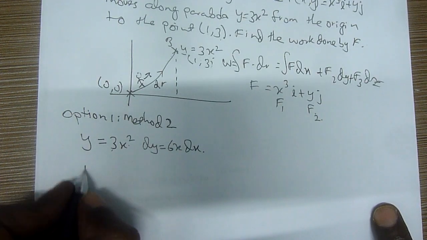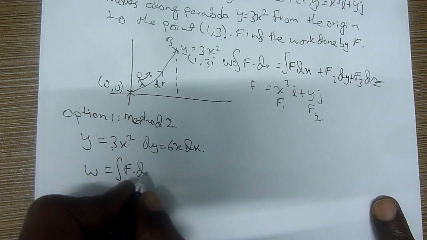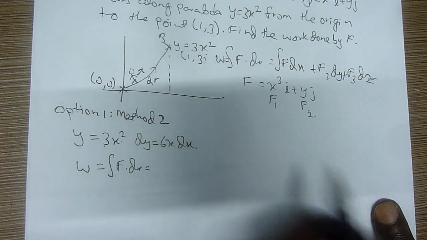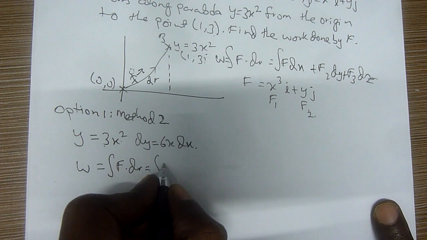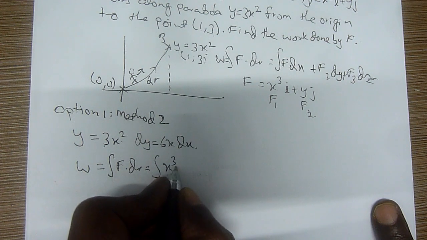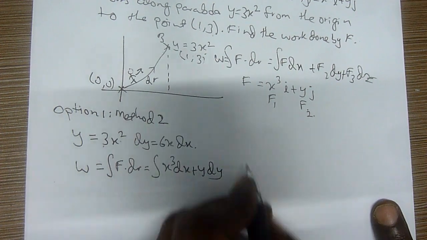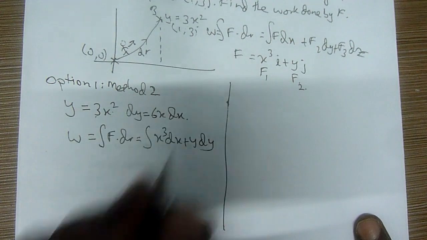Can I calculate the W? Can. F dot dr, and substitute into the equation. I will get here x^3 dx, y dy. I put it here because I wanted to do a simple comparison later.